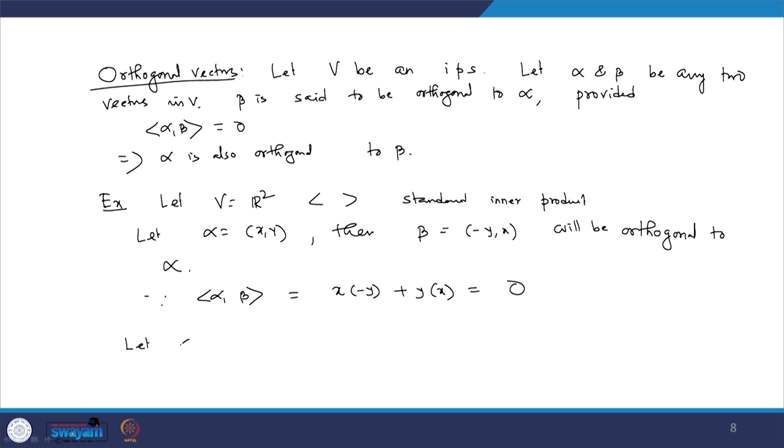If I consider the same space, let me change the inner product. Let alpha equal to (x1, x2) and beta equal to (y1, y2), and let me define the inner product of alpha and beta as x1 y1 minus x2 y1 minus x1 y2 plus 4 x2 y2. Already we have seen this introduces an inner product over R2.